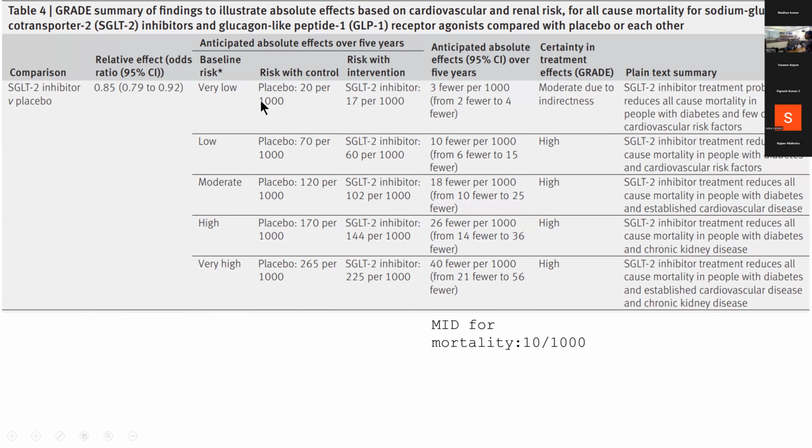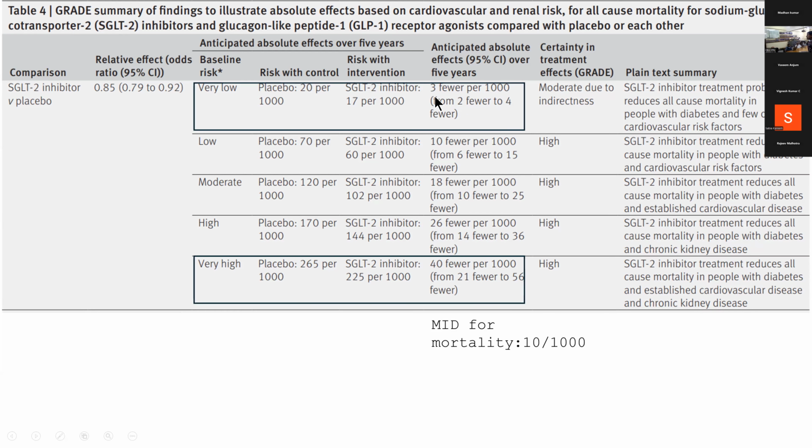baseline risk factor. So for the very low risk population, the incidence in the control group was only 20 per 1,000. But on the other hand, for the very high risk group, the likelihood of death was how much? 265. When you apply the same relative risk, that is 0.85, you find that the absolute effects finally change a lot. So for example, in the very low risk group, the absolute effect was only 3 fewer deaths per 1,000. In the low risk group, it was 10 fewer deaths. In the moderate risk group, it was 18 fewer deaths. In the very high risk group, it was about 40 fewer deaths.